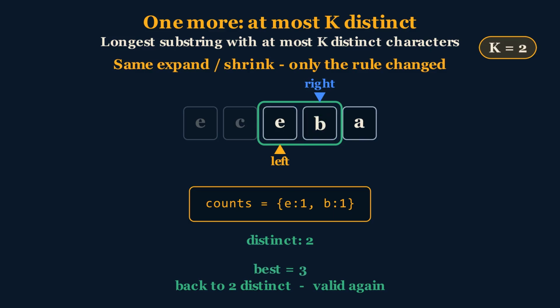Expand right, E, then C, 2 distinct, still valid. Expand again to another E, it's already counted, so we still have just 2 distinct. The window ECE is valid, length 3. Now expand to B, that's 3 distinct letters, 1 too many. Invalid, so we shrink from the left, dropping characters until we're back to 2 distinct. The longest valid window we ever saw was length 3.